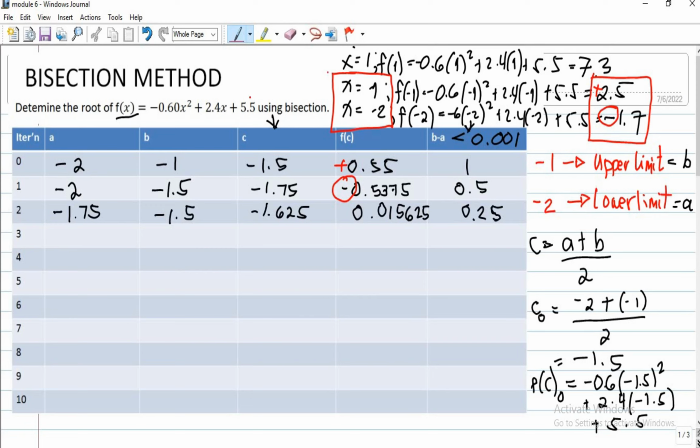Then, again, itong function of C sa may iteration ko ay positive. Since positive siya, magre-remain si A as negative 1.75. Magbabago ngayon si B, magiging negative 1.625. And my C now will become negative 1.6875. And my function of C will become negative 0.25859. My difference now will become 0.125.